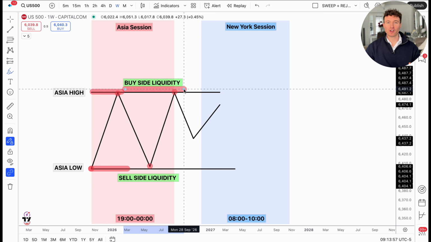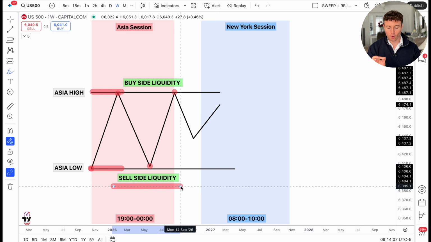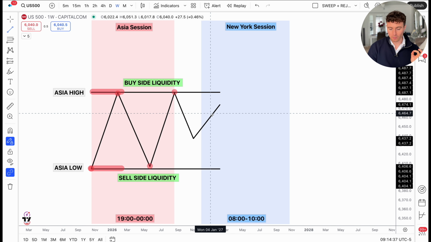Basically, this is an area where a lot of traders become interested within the market. Vice versa, we have sell side liquidity resting below the Asia session low. This is in the form of sell stops, and this is also in the form of stop losses. Again, this is just simply where a lot of traders become interested in trading this market. Okay, so let's say that we are long bias on this market.